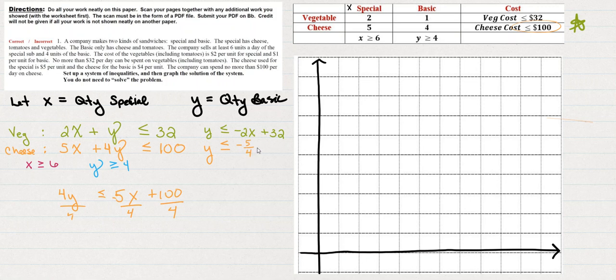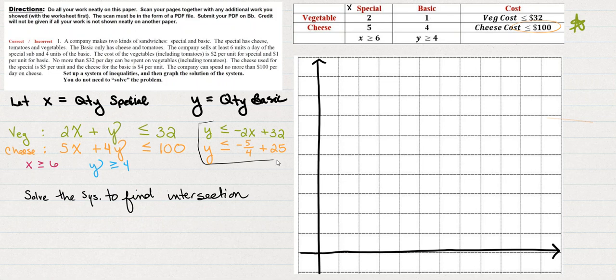Negative 5/4. Don't write it as a decimal though. Write it as a fraction, because when I go to graph this, that's going to be a little bit easier to work with, plus 25. Now it's going to be really important to get where these two intersect. So I'm going to solve this system to see where they intersect.